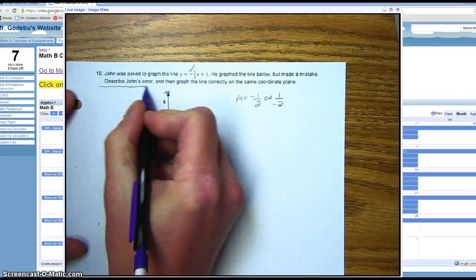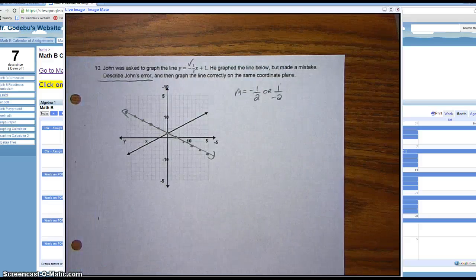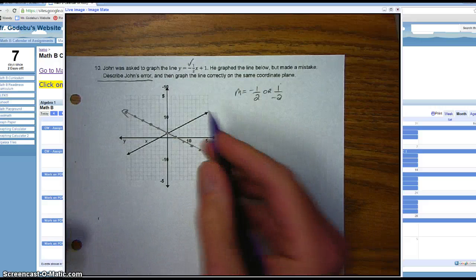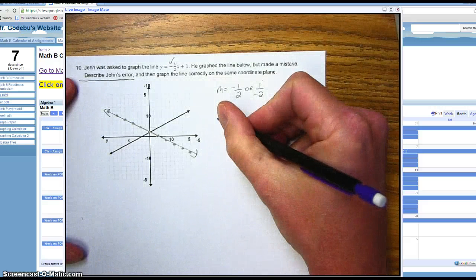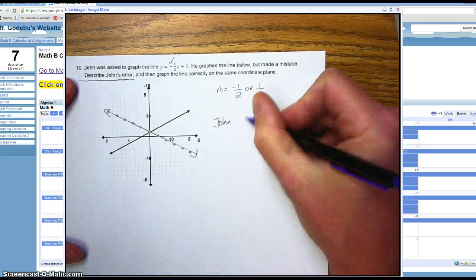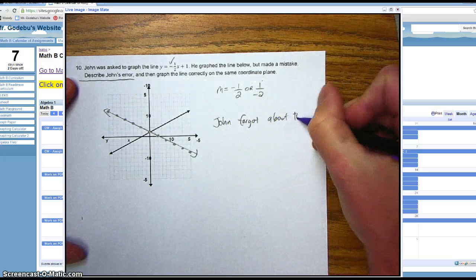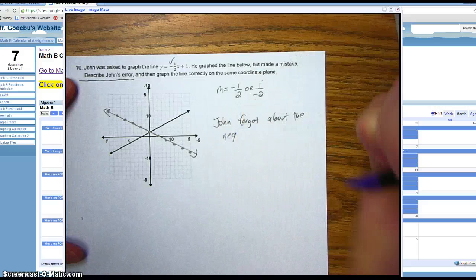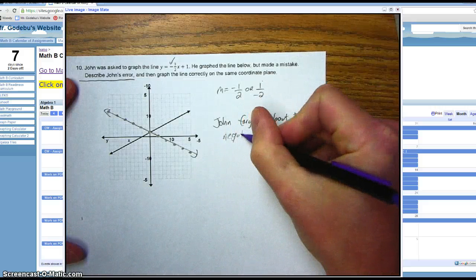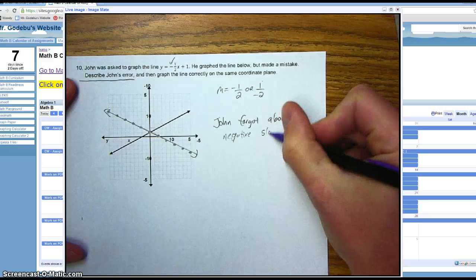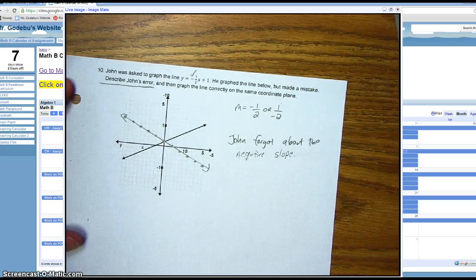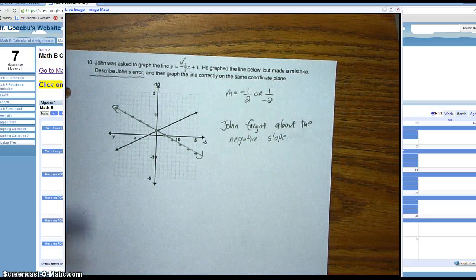Oh, describe John's error. This is part of the problem that you guys end up with on quizzes and tests, is that you don't actually follow the directions. What did he do? His error was John forgot about the negative slope. Okay, all done with 1 minute and 5 seconds to spare.